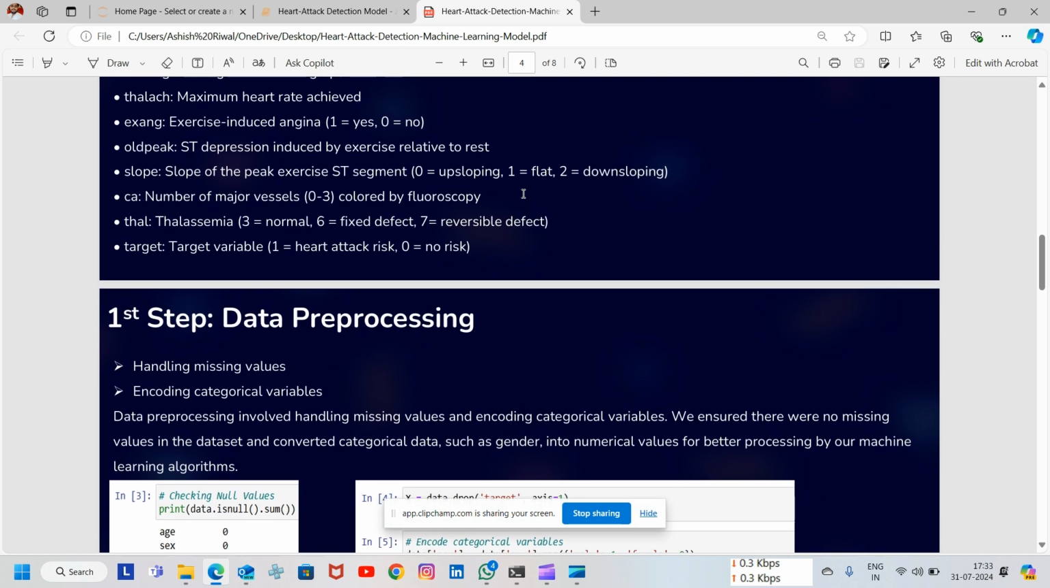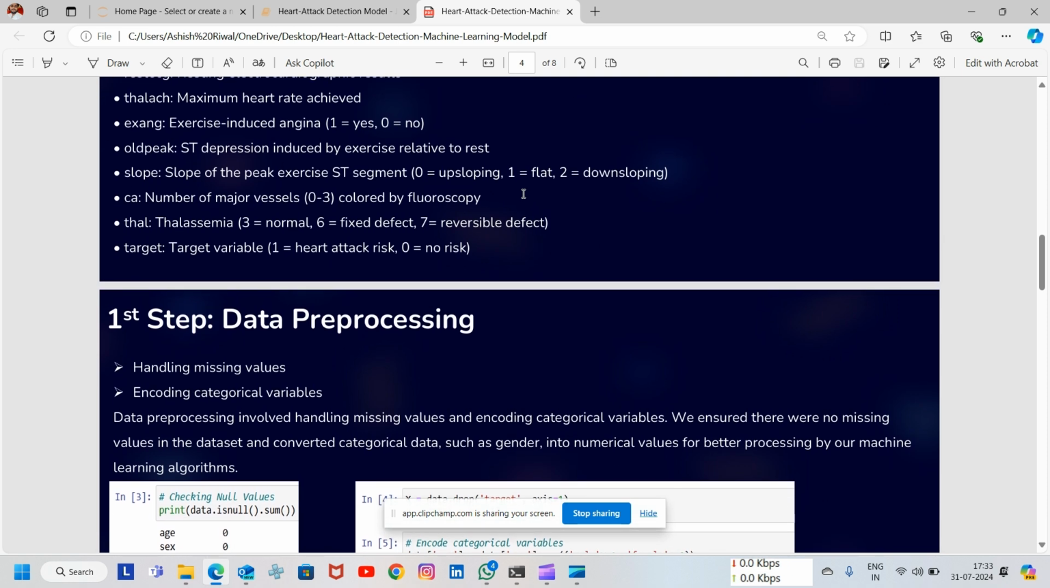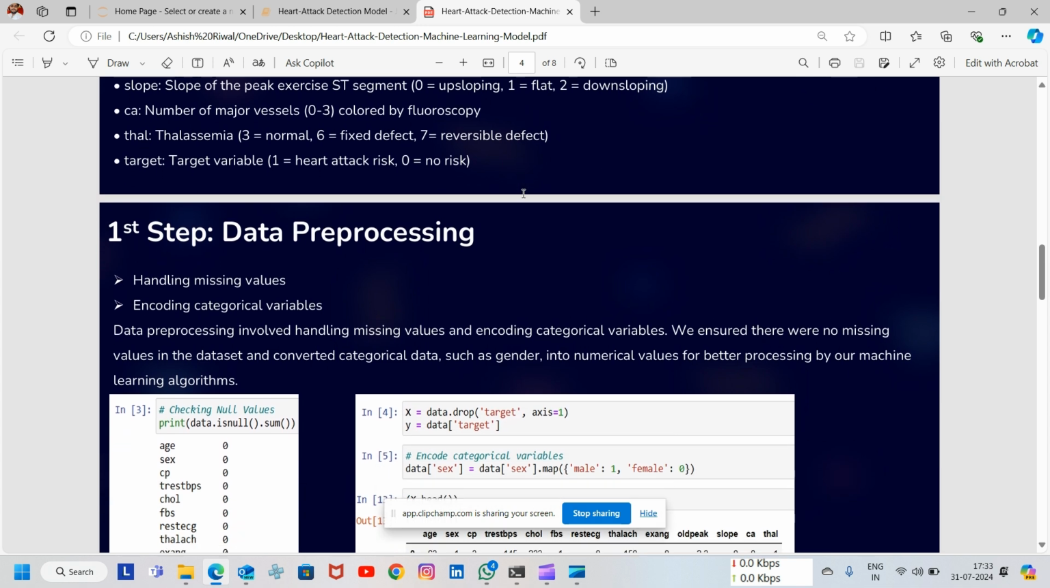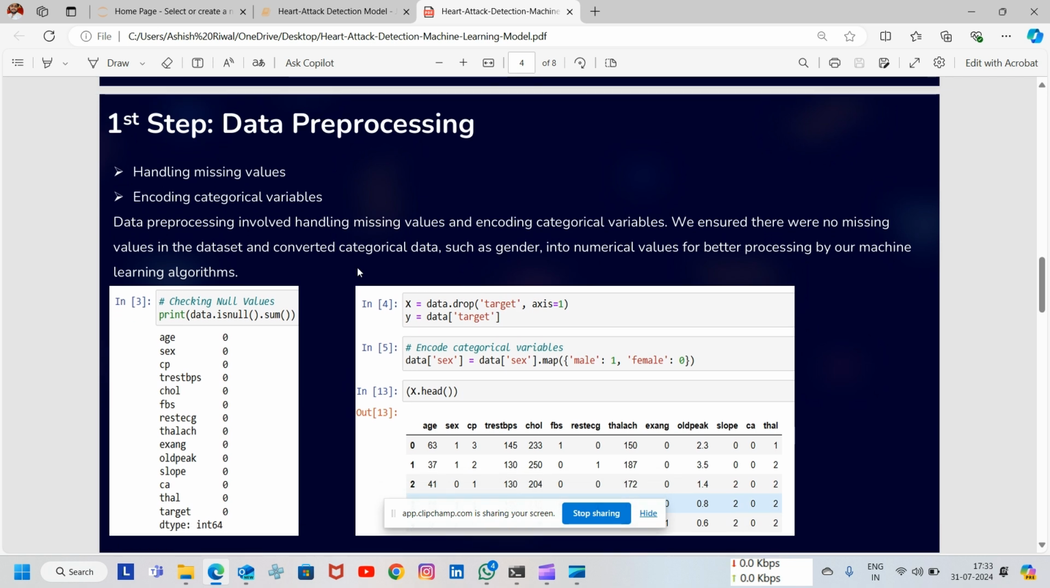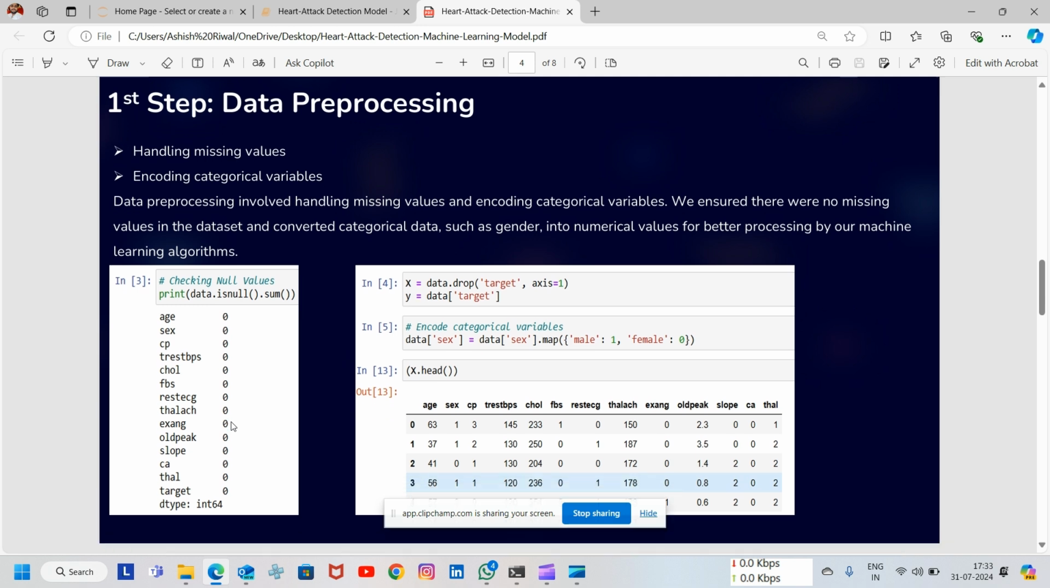Then the first step of creating a machine learning model is always data preprocessing. So in the first step, I will try to find the missing values. But as you can see in the picture, when I check the null values, there are no null values present in the attributes. Means in the age attribute there are 0, in sex also 0, CP 0, TRESTBPS 0, chol 0. Means all of the attributes have 0 null values.